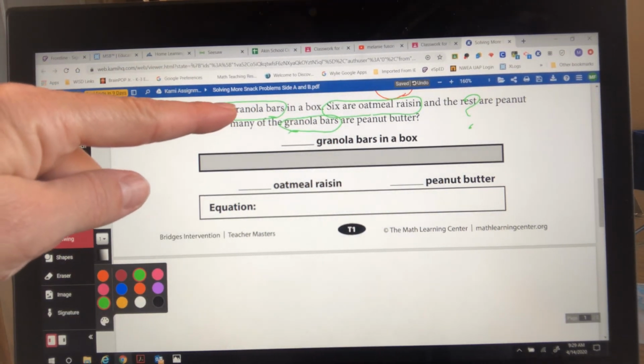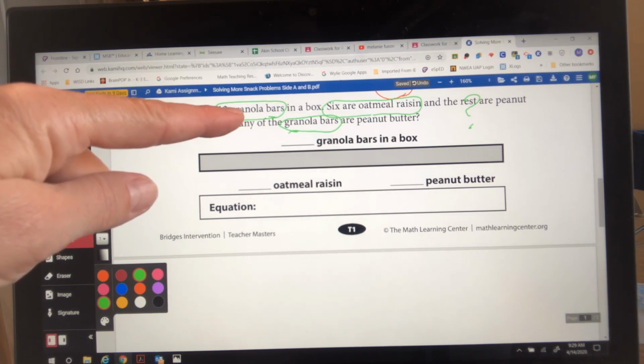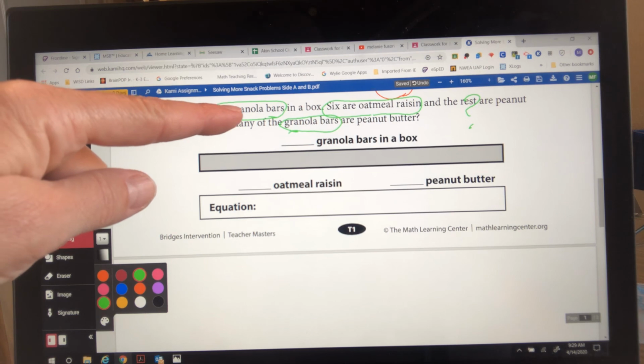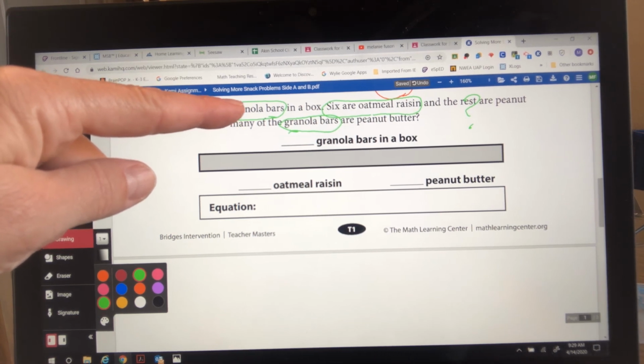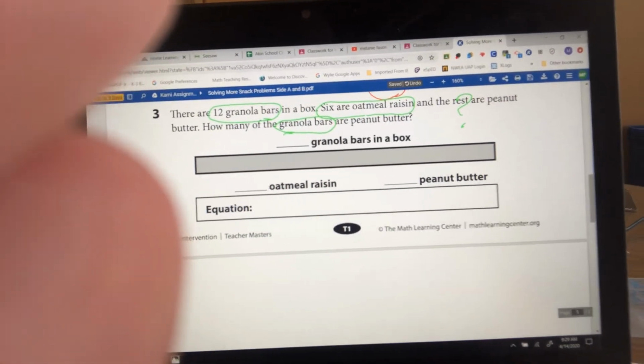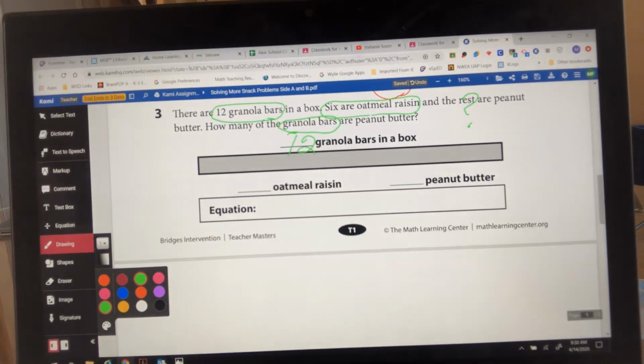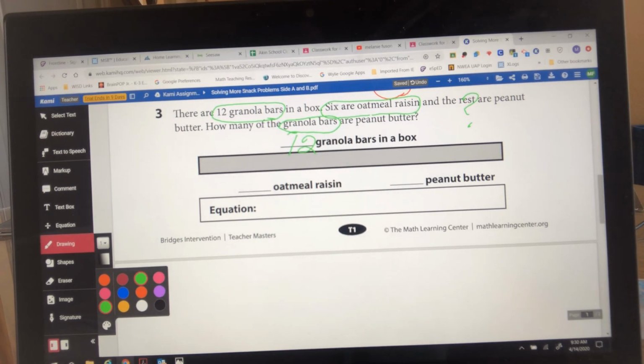All right, so in the beginning, there are 12 granola bars in the box. Is that all of the bars or part of the bars? Well, in the story, I did not get more bars. Whoops, sorry. 12 is just how many there are. So in the box, that is the total number of bars.